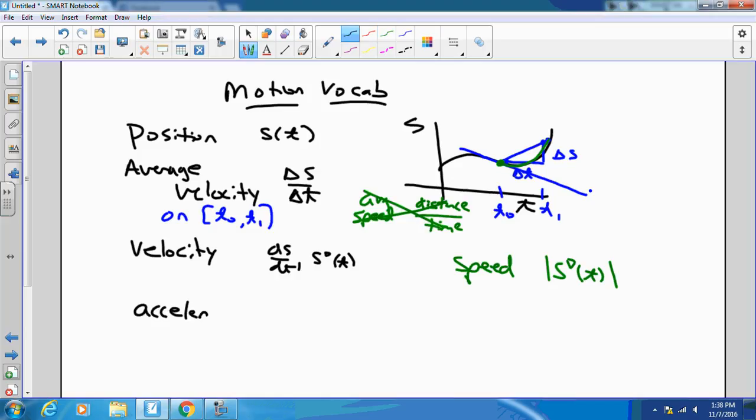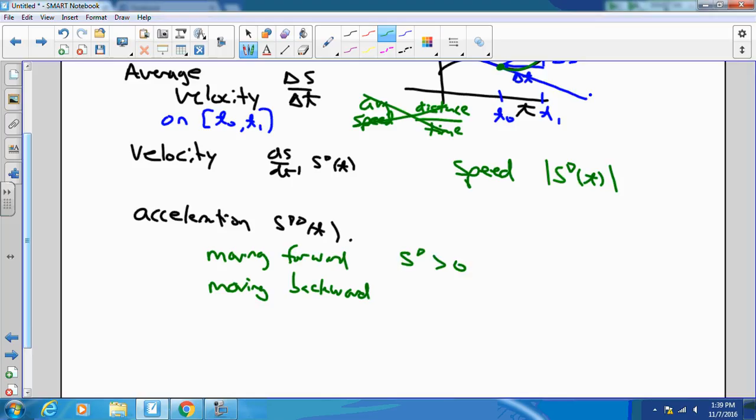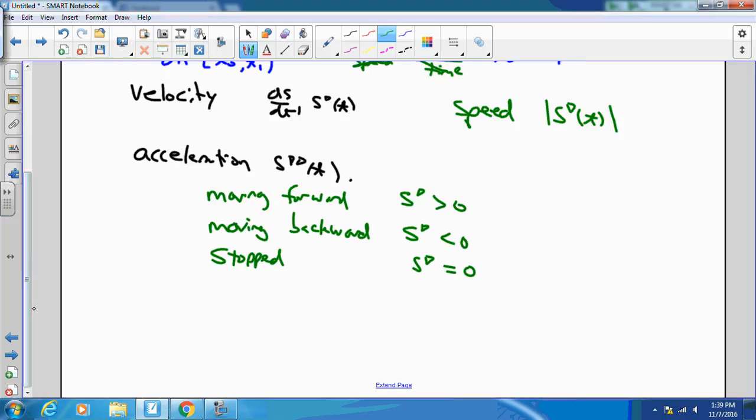And then finally, we have acceleration, which is spelled s double prime. And then we have some specific words that you need to know. What does moving forward mean? Positive velocity. What does moving backward mean? Negative velocity. And stop? Zero velocity.